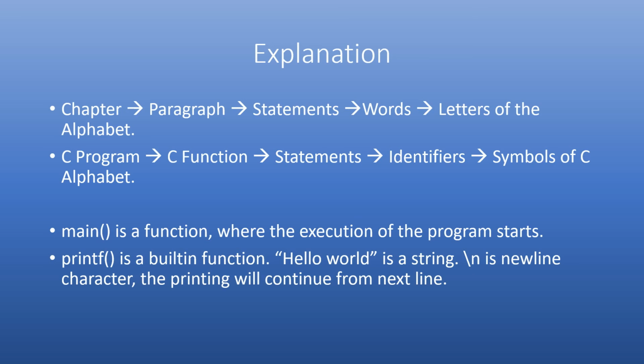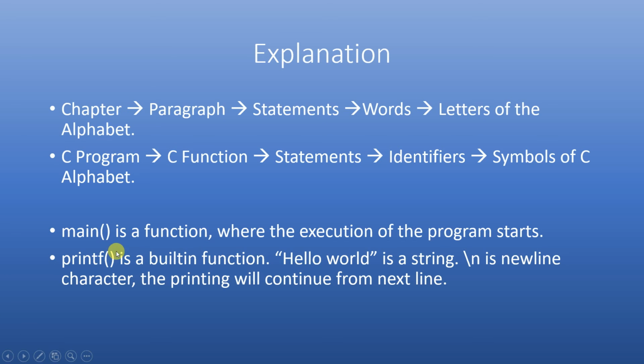In English we have statements that comprise words. Here in C language, statements will have identifiers, and these identifiers are composed of symbols from the C alphabet. C alphabet will have digits 0 to 9 from the decimal number system. It will have 26 letters from the English alphabet, and various other special symbols or special characters for performing various operations.